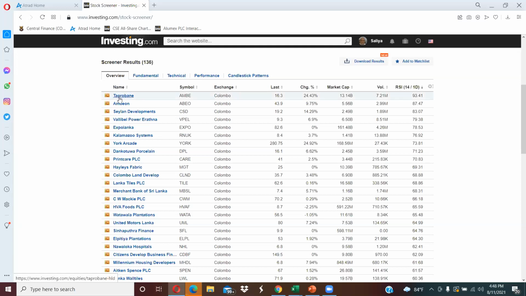So over here I'm going to pick some of these: Taproban, Ambient, and CSD. These are the 3 that I'm going to pick up, right? Now this is all to do with trading based on the steps that I mentioned, right?